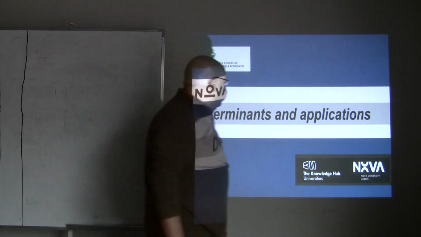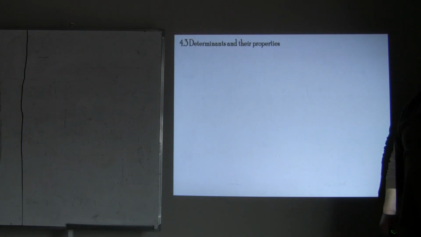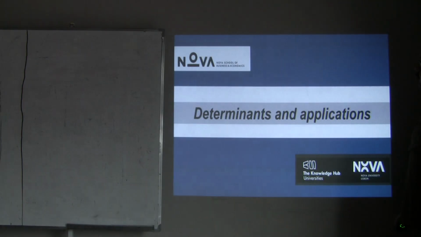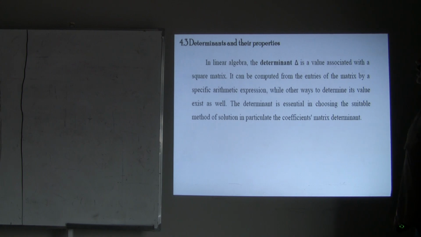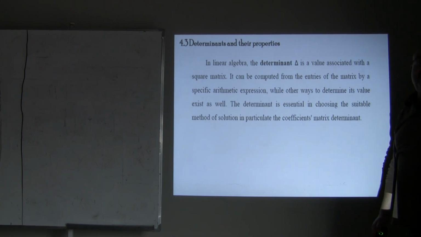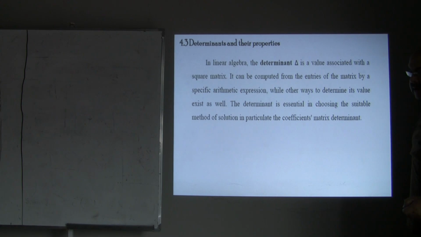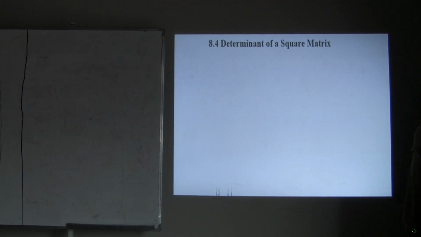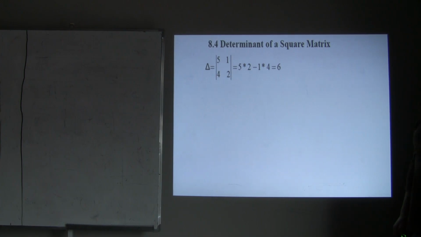I would like to talk first about determinants and their application. Determinants is a very simple topic to talk about. A determinant is usually just a number representing the value of a matrix, and it's easily evaluated if you look at the coming examples. Of course, you know some about determinants.